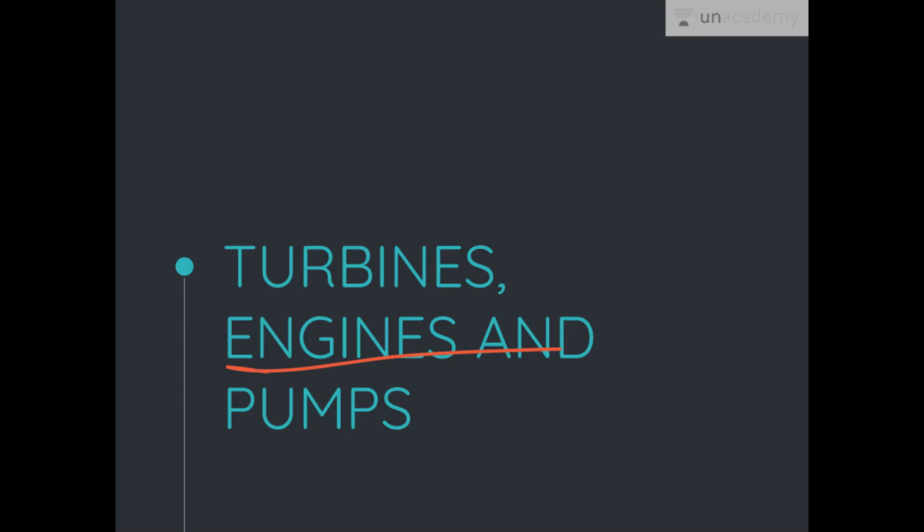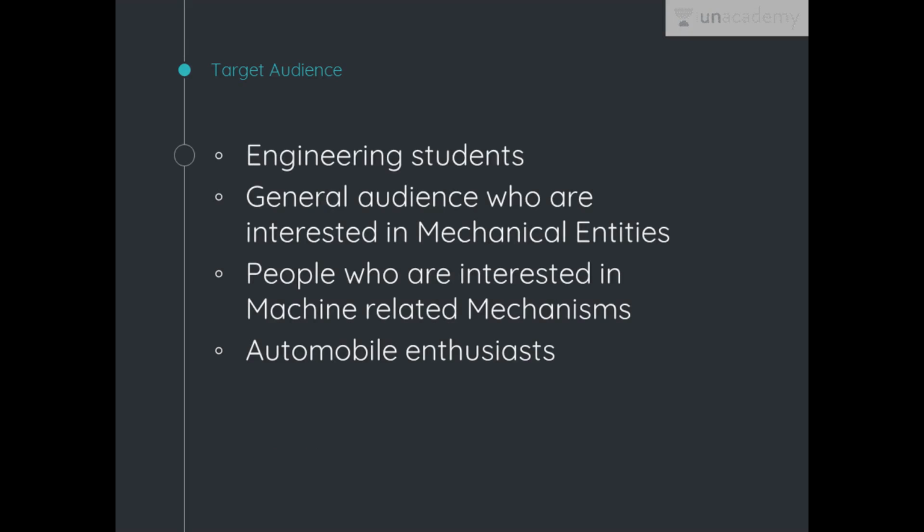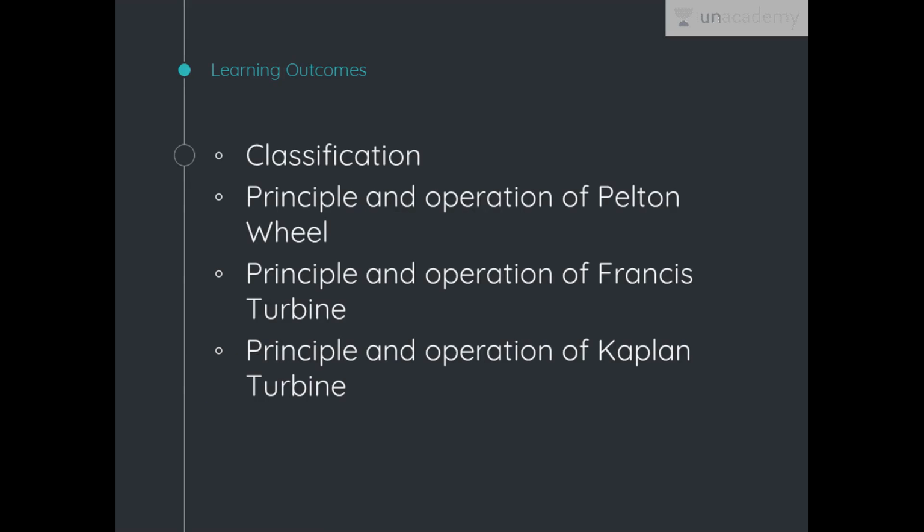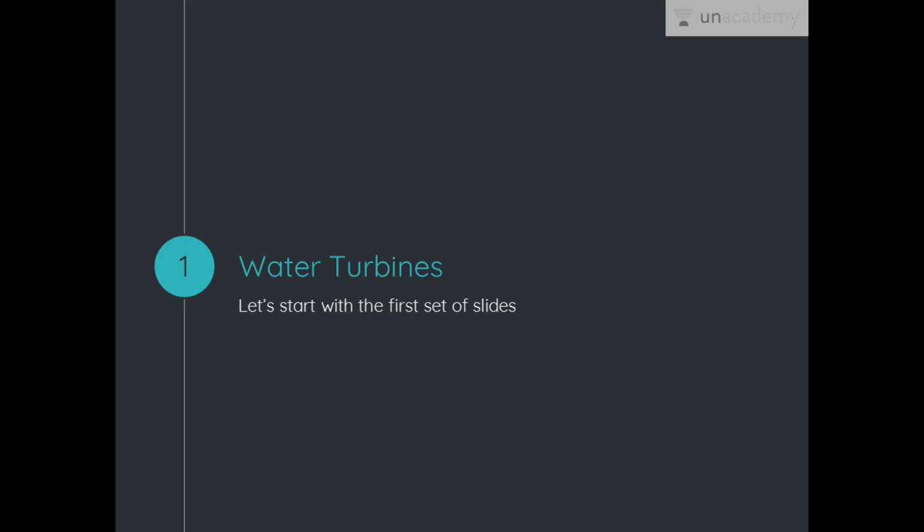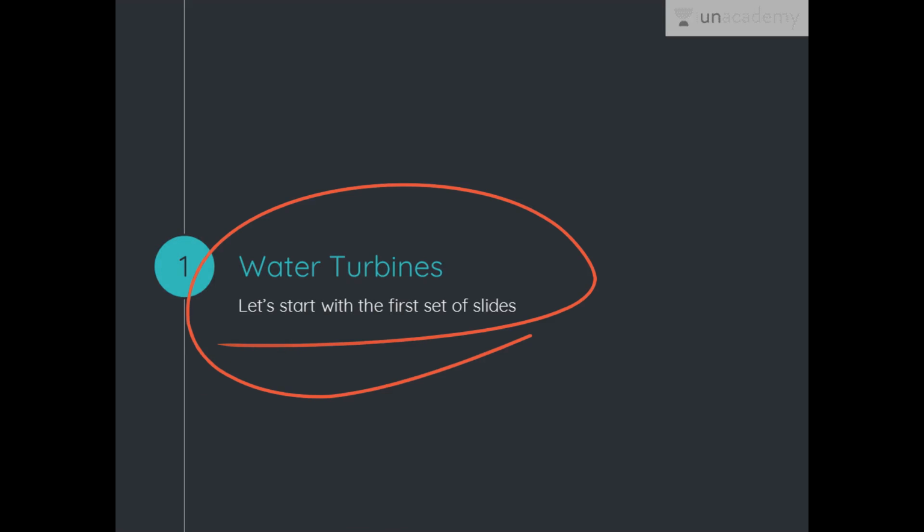So Turbines, Engines and Pumps is the course we'll be dealing with. The target audience for this slide will be engineering students, general audience who are interested in mechanical entities, people who are interested in machine related mechanisms, and automobile enthusiasts. The learning outcomes after this lesson will be that you will come to know the classification of hydraulic or water turbines, the principle and operation of a Pelton wheel or a Pelton turbine, the principle and operation of a Francis turbine, as well as the principle and operation of a Kaplan turbine. So let's start with the lesson, the water turbines.